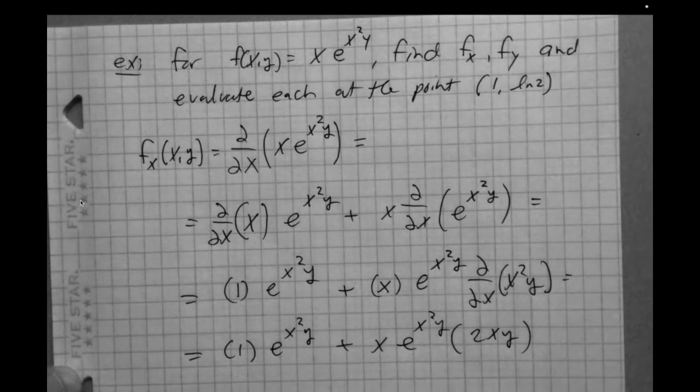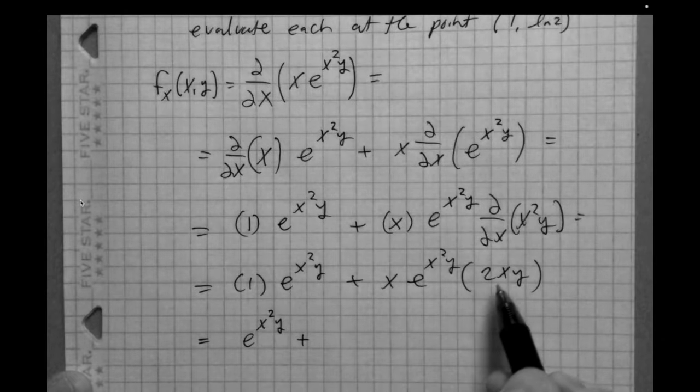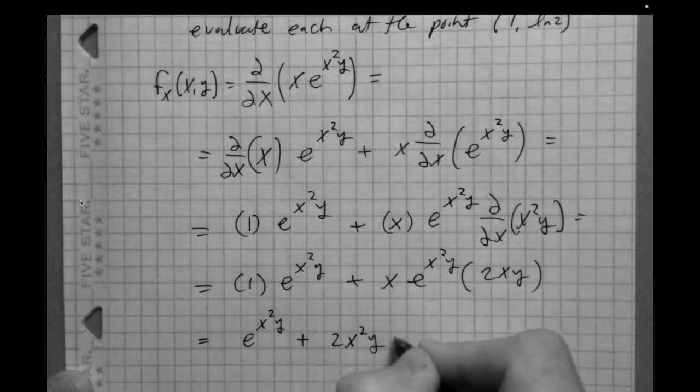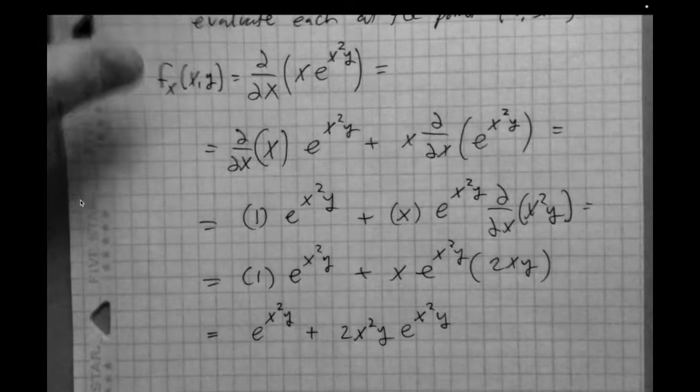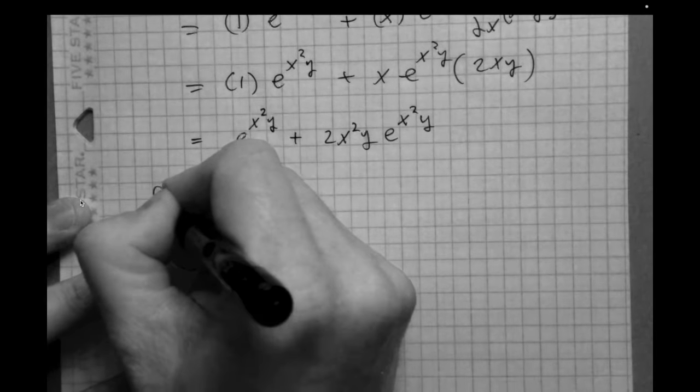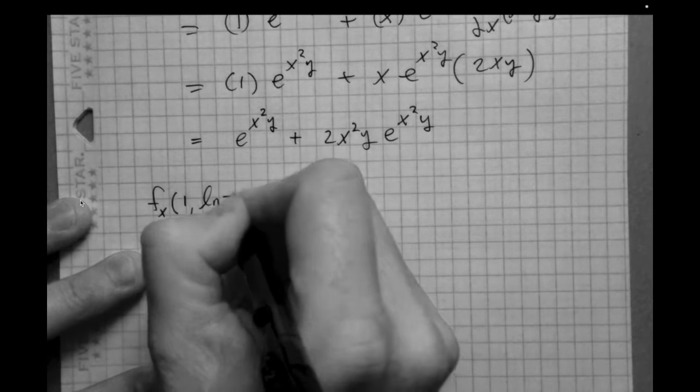Okay. And so kind of cleaning everything up, the derivative here would be e raised to the x squared y power plus, now what's going on here? We've got 2x²y times e^(x²y). Okay. And so this would be the partial derivative of f with respect to x. Now, can we evaluate this at the point (1, ln 2)? Sure. So f_x evaluated at (1, ln 2).